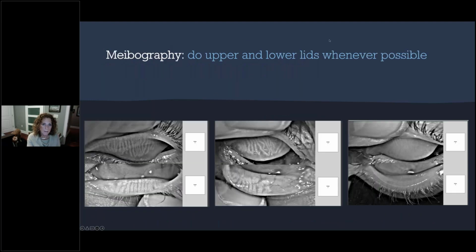And then my meibography, I do my uppers and lowers. Sometimes, depending on who's capturing the images, they may only feel comfortable doing the lowers. We use the lid stick in our office, and that's helped tremendously on getting my staff ready and able to do the upper lid inversion.